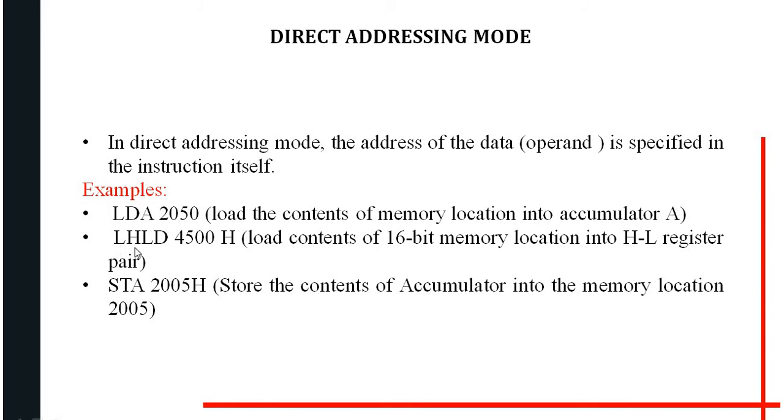Next example, LHLD 4500H. 4500 is the address, and the content of 4500 is moved to the HL register pair. Next, STA 2005, store the contents of the accumulator into memory location 2005. Here we are specifying the address of the data directly. That's why it is called the direct addressing mode.